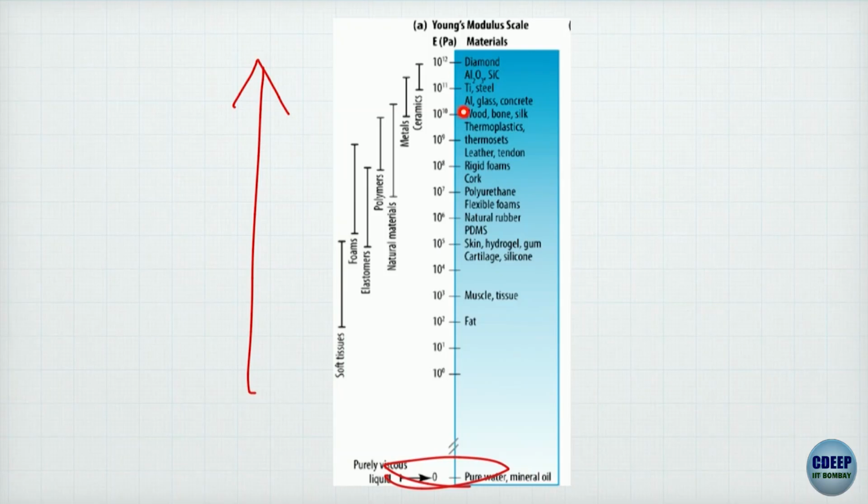So, you have steel and other metals and alloys here. Silk and wood are out here at about 10 to the power 10 Pascal, 10 gigapascal. A lot of polymers would fall in the range of gigapascals as well. So, thermosets are here at about 1 gigapascal. Foams would be a little softer, they are here.